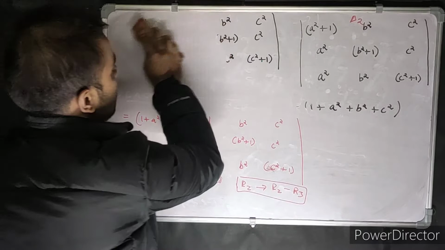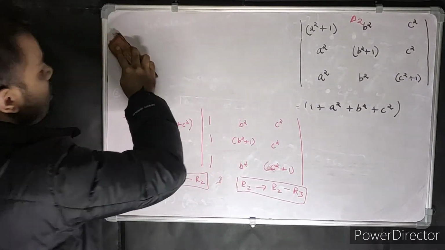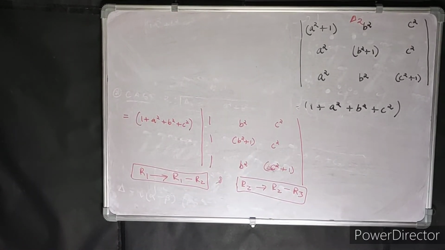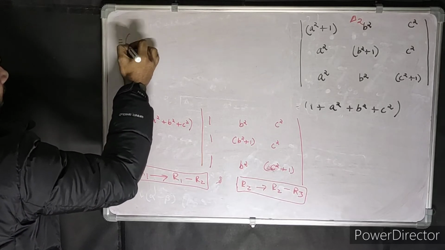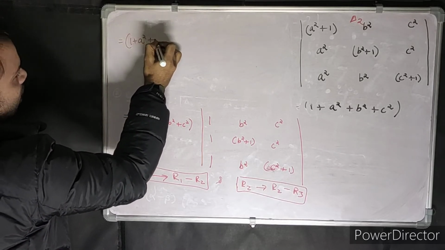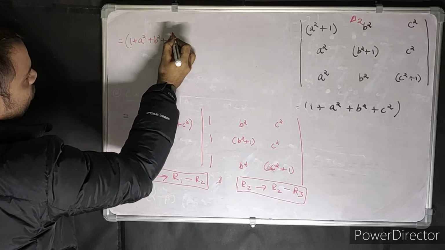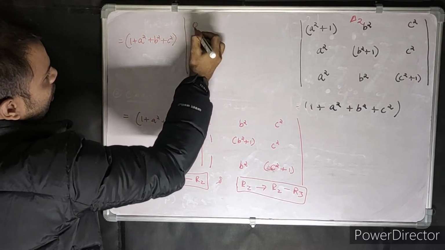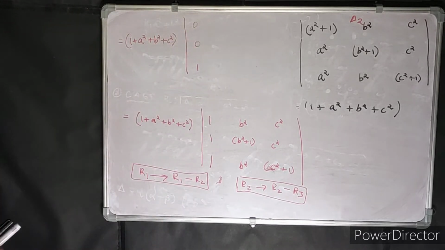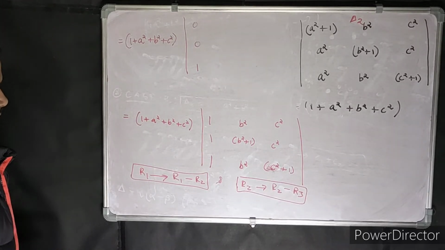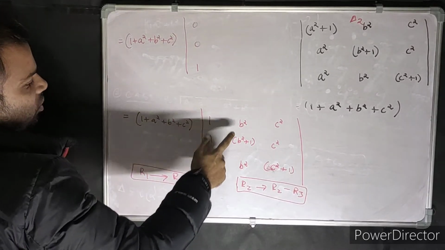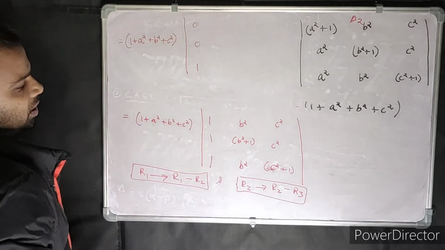So let's start doing that. Let's start doing these two operations. Let's start finding the answer. Okay. So what is your next step now? To expand, 1 plus a square plus b square plus c square has come out. Now 0, 0, 1 over here. I know you cannot see because it's a little light. 0, 0, 1. B square minus b square minus 1, right?